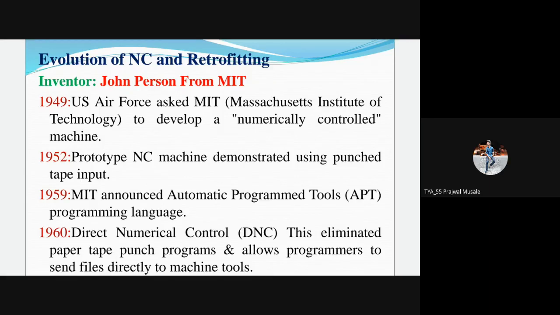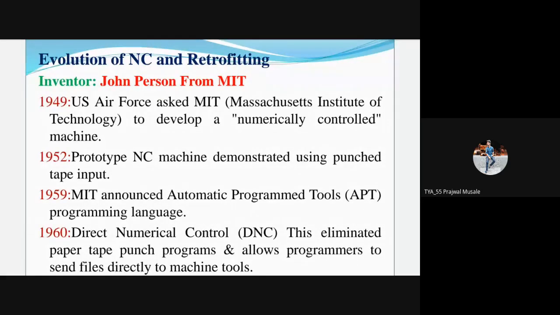This type of punched tape is used to transfer the data, the numerical data, to that numerical machine. Numerical control. Now, this is nothing but the innovation or evolution. After 7 to 8 years MIT announced the Automatic Programmed Tool, APT, a programming language, in 1959.